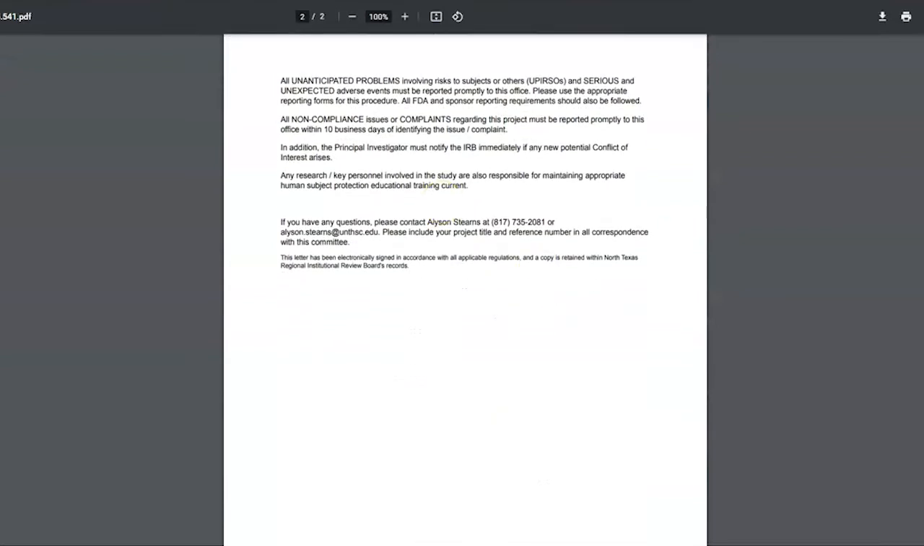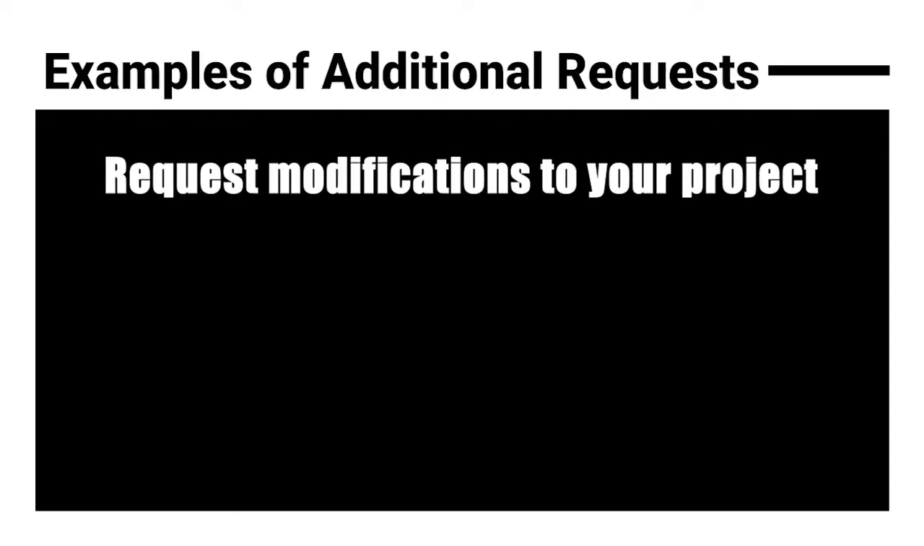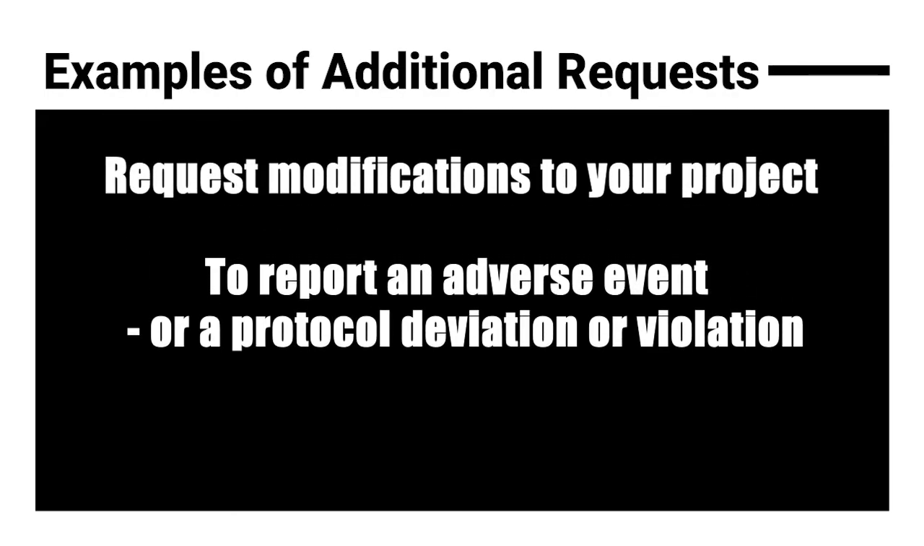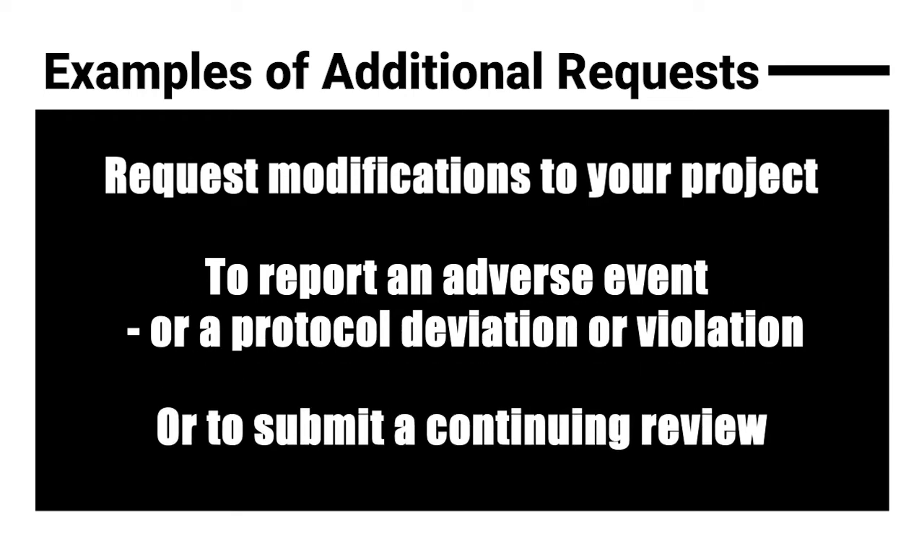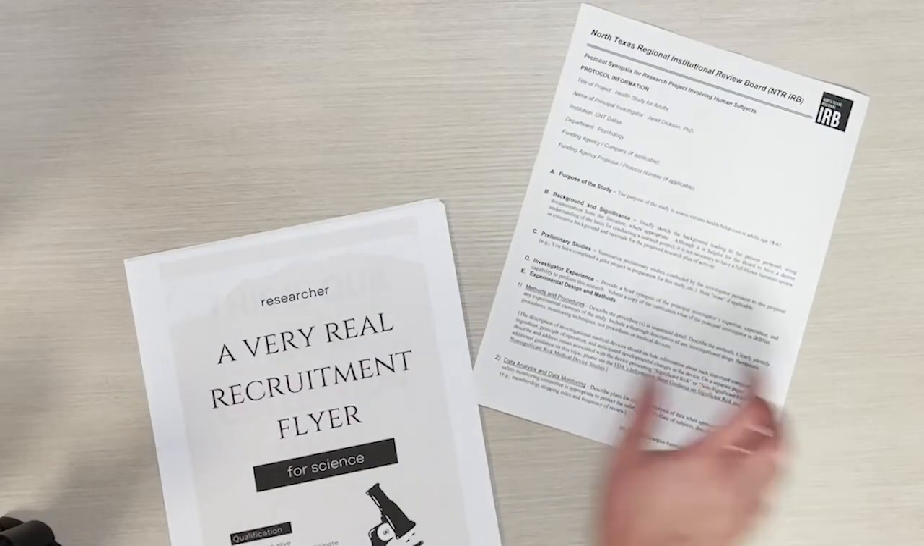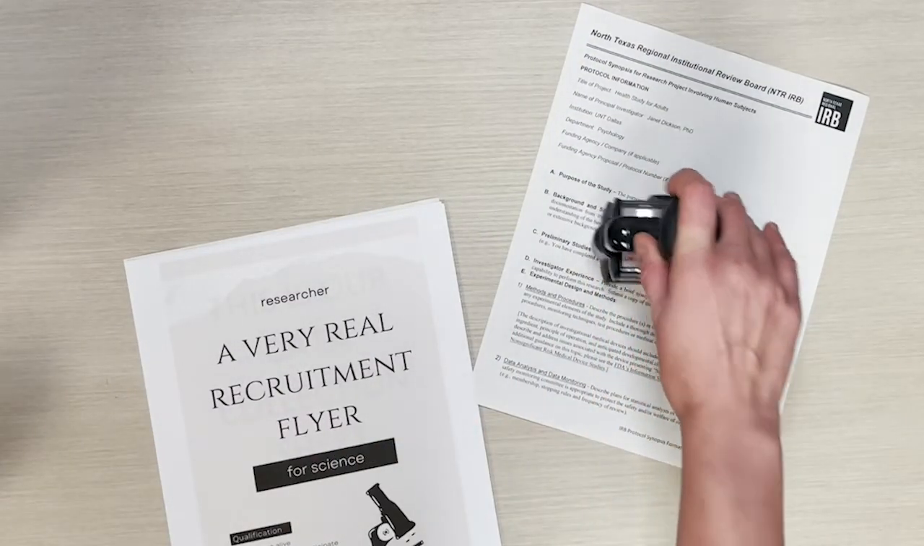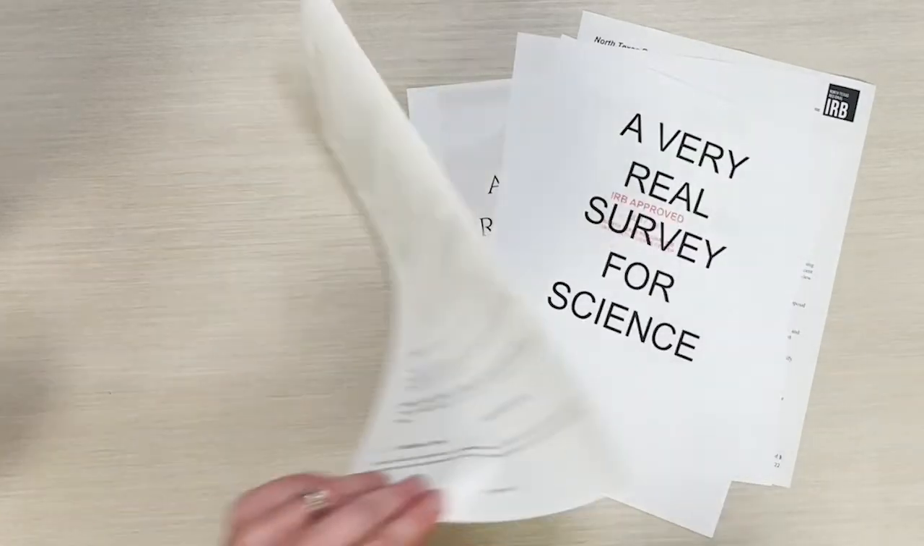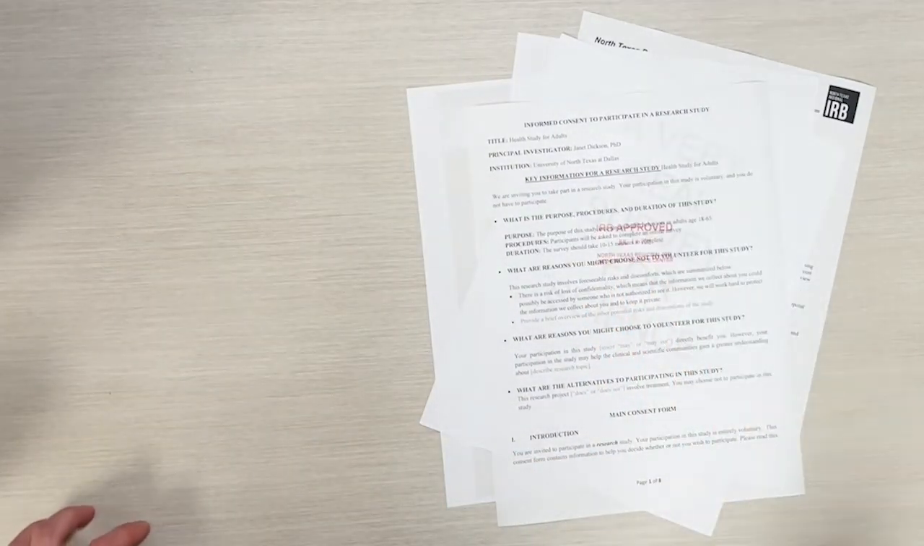After initial approval, you may need to submit additional requests to the IRB, such as to request modifications to your project, to report an adverse event or protocol deviation or violation, or to submit a continuing review. These post-approval requests must also be submitted for IRB review and approval in IRBNet. As a reminder, you may not implement any changes to your IRB-approved study without prior IRB approval.